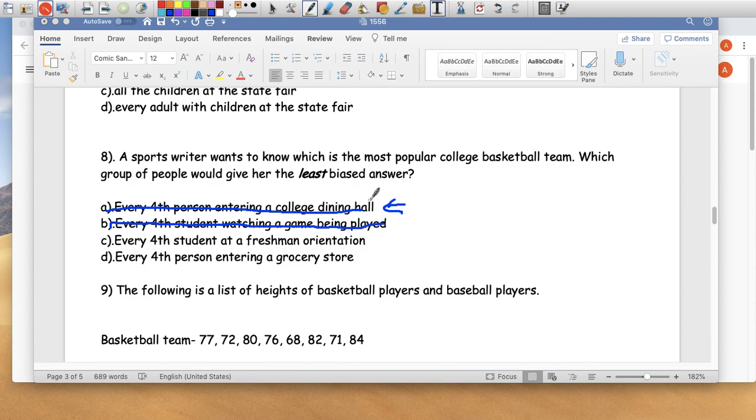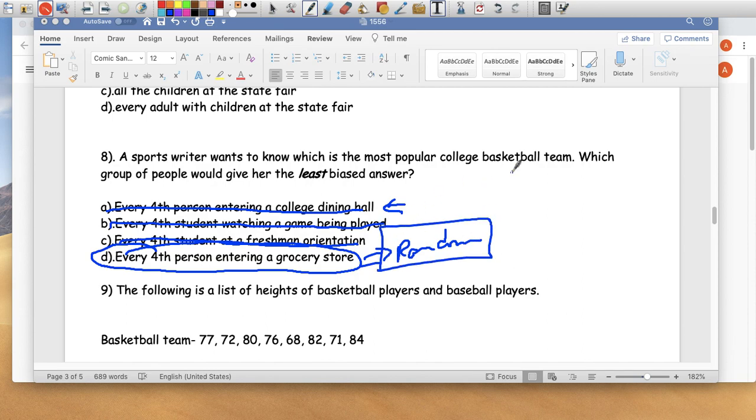Every fourth student at a freshman orientation. Well, if you go to St. John's again, using it as an example, and you go to their freshman orientation and ask every fourth student there, they most likely will say St. John's again. But the only one that's really random is every fourth person entering a grocery store. They don't have affiliations with anyone, and they might give you the least biased answer. Okay?